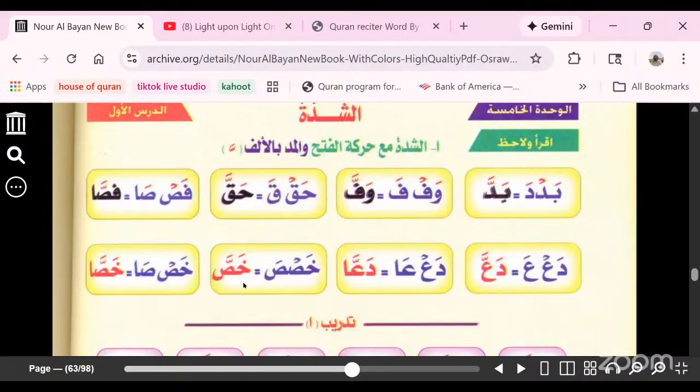Hosso. Oso. Yes, Oso. Without stretching it, because it does not have a mad.